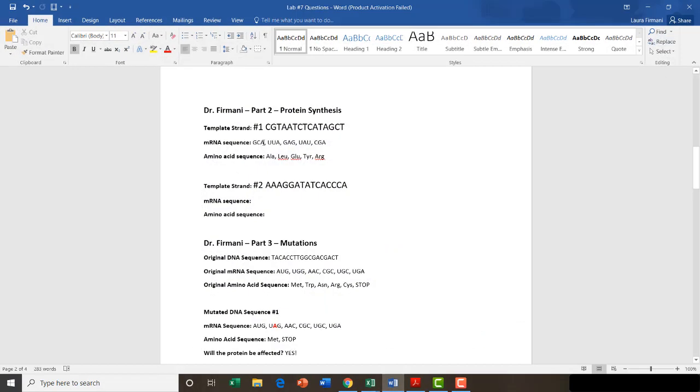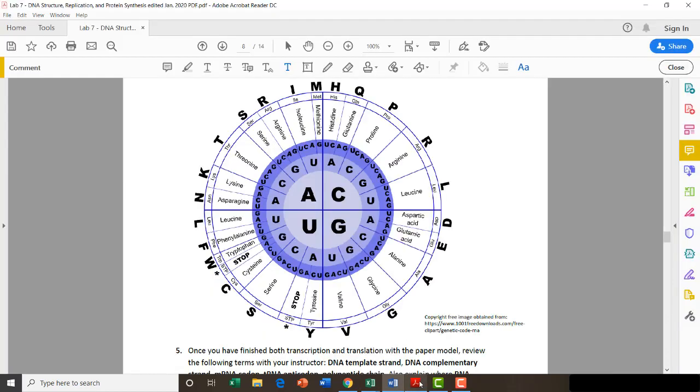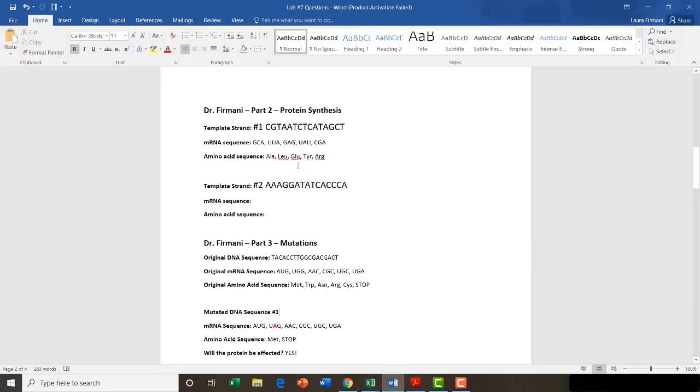I come back and I know that my first codon codes for ALA. That is my first amino acid. The next one is UUA. So let's go back to our genetic code. My first base is U, so I start from the inside. Then I go to the next ring, U, and the last one is A. So UUA makes leucine, Leu. I come back and I write leucine. That is my next amino acid.